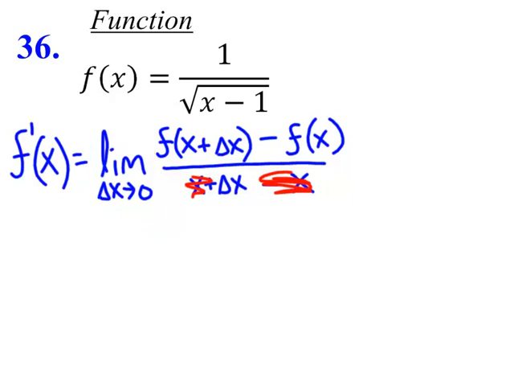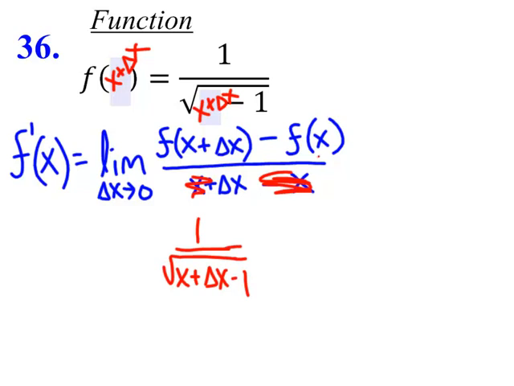So let's jump into the algebra here. If I've got f of x up there, what am I going to put for that? Well, for f of x plus delta x, I always conceptualize this as erasing the x and replacing it with x plus delta x. And that's all supposed to be inside the parentheses. Erase the x, replace with x plus delta x. So what I've got here is 1 over square root x plus delta x minus 1.